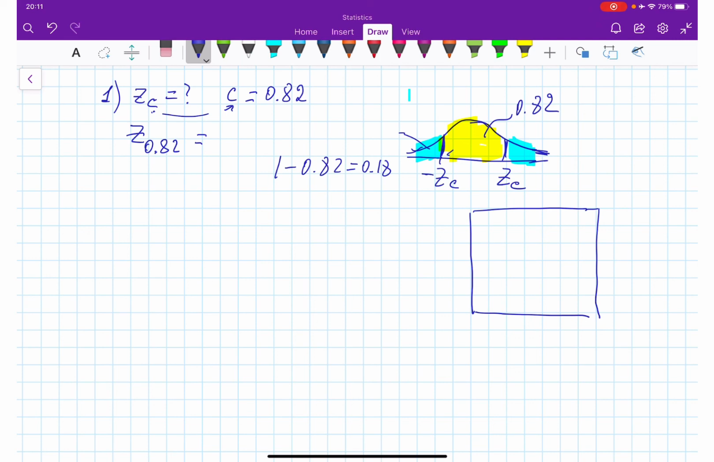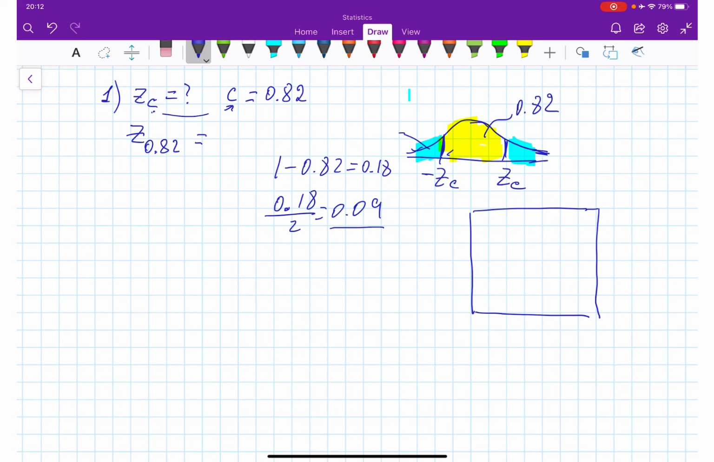That's for two tails. Now we need one tail, and our table shows the area to the left. If we have a tail to the left and to the right, which one do we look up? So we take 0.18 divided by 2, and we get 0.09, so this is 9%, and we're going to find it in our table.